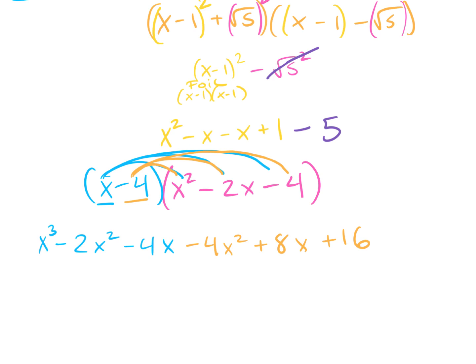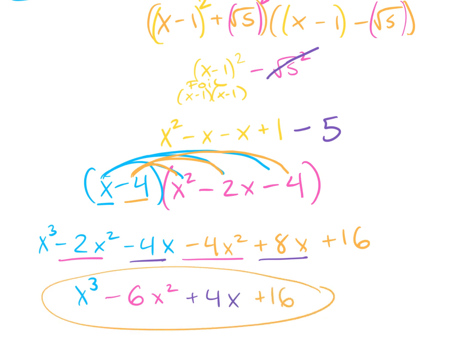And then what do I do next? Combine like terms. So I start with x cubed. Then I add the x squareds. So minus 6x squared. When I add the x's, plus 4x, and then plus 16. So that is our answer.